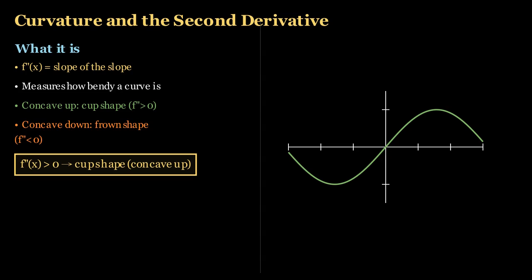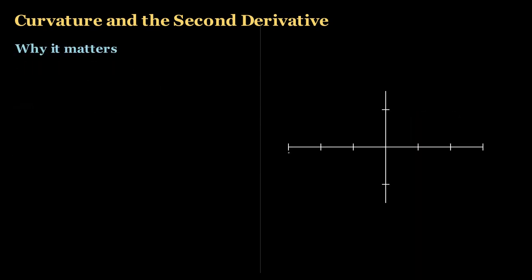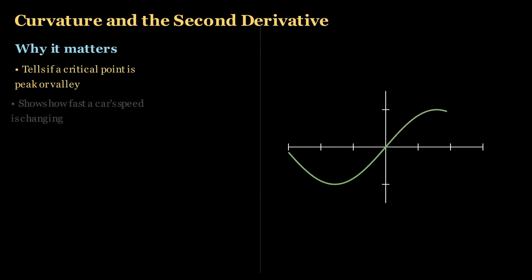Why do we care about how bendy a curve is? Imagine you're driving a car along a winding road. The speedometer shows your speed, that's the first derivative of your position. But the feeling of being pushed back into your seat or thrown forward, that's the second derivative, how quickly your speed is changing, or acceleration.